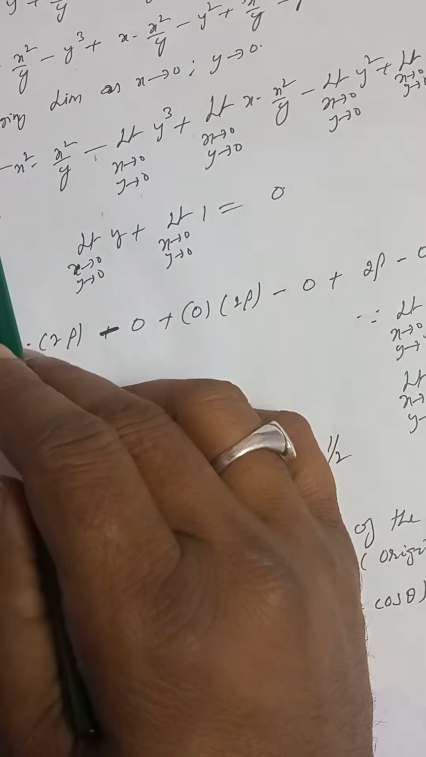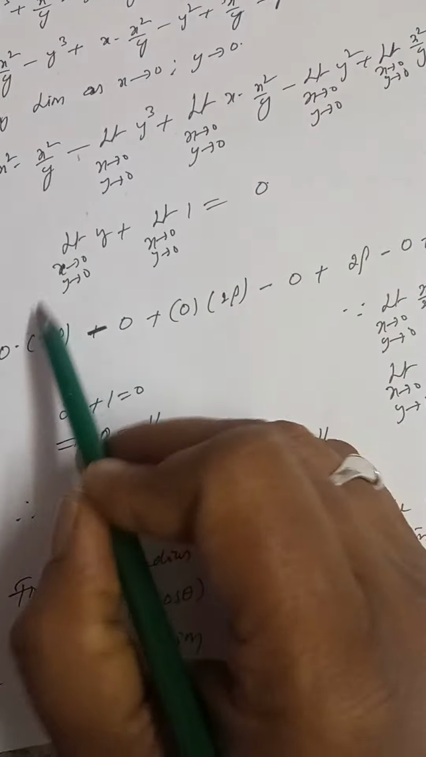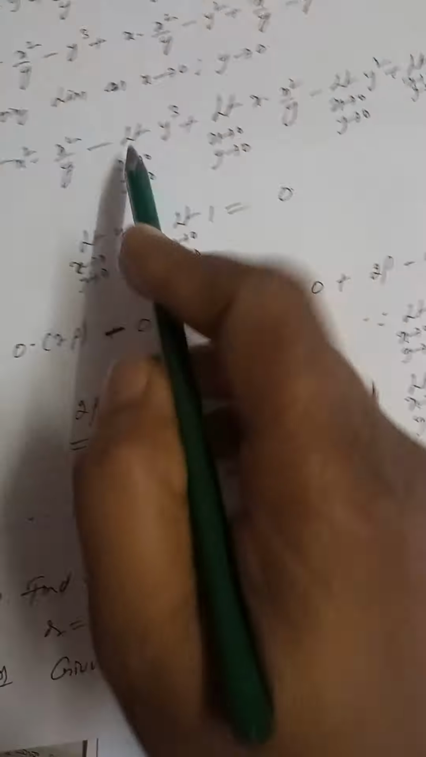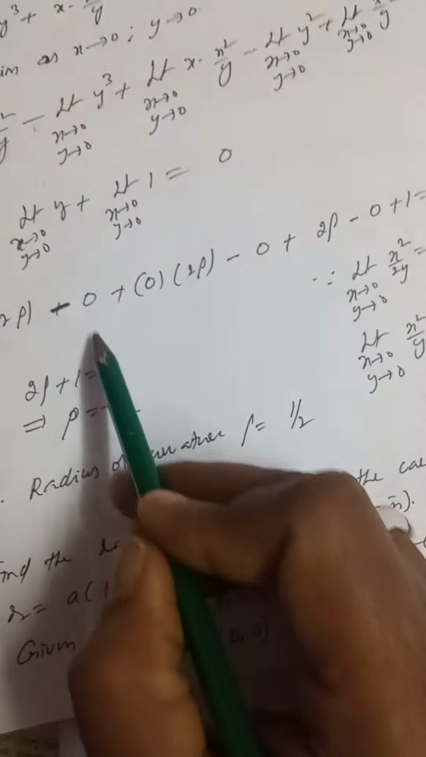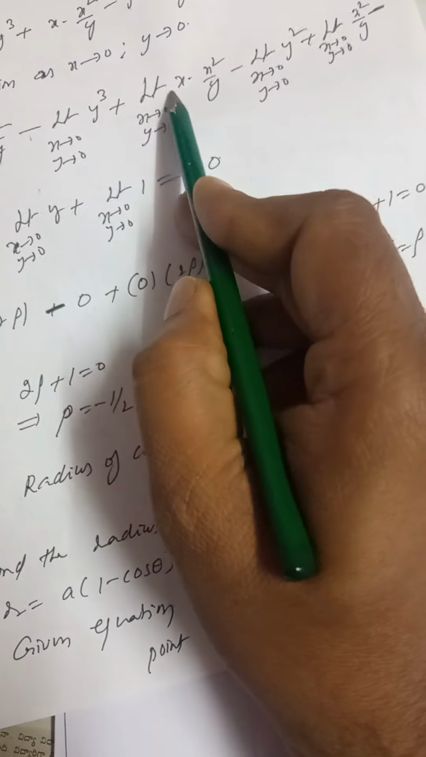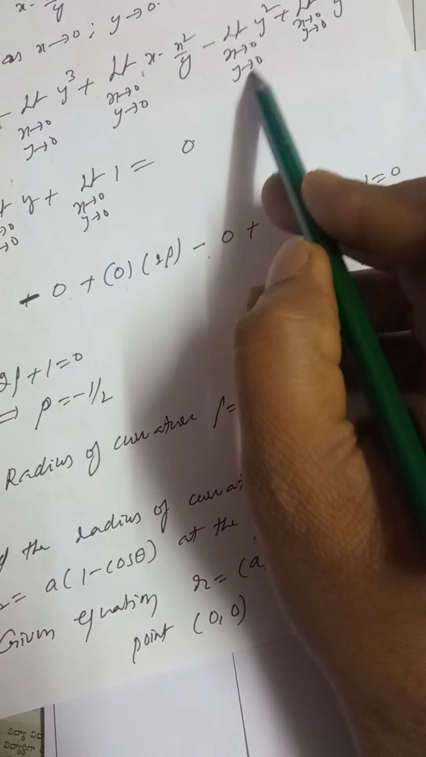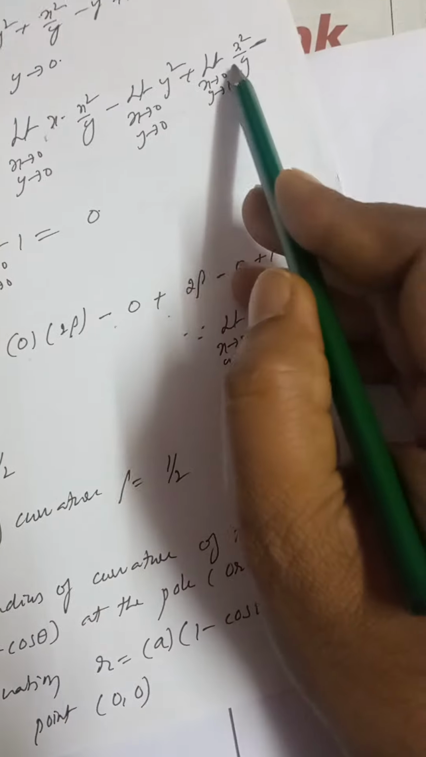You have to apply the limit. That means as x tends to 0, x goes to 0. 0 whole square into this limit application is 2 rho, right? Minus limit x tends to 0, y tends to 0, y goes to 0, 0 cube is 0. Similarly this one, 0 into 2 rho, minus limit x tends to 0, y tends to 0, y value is 0, 0 whole square plus 2 rho.